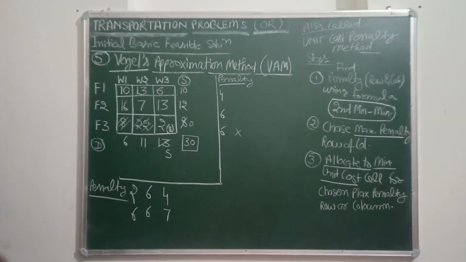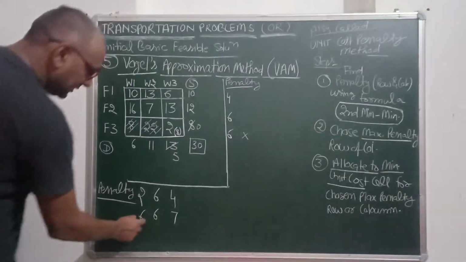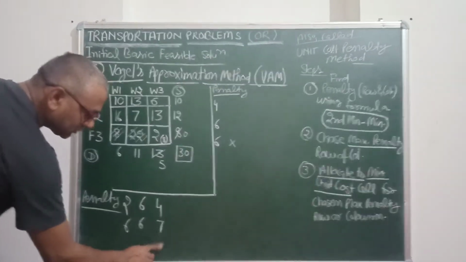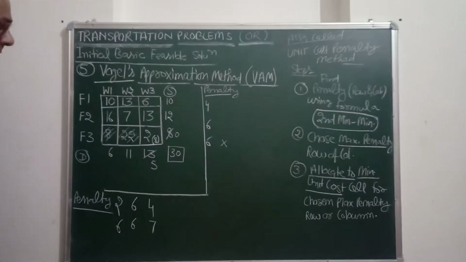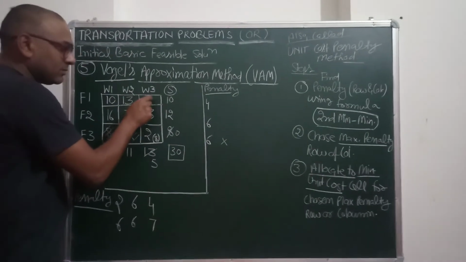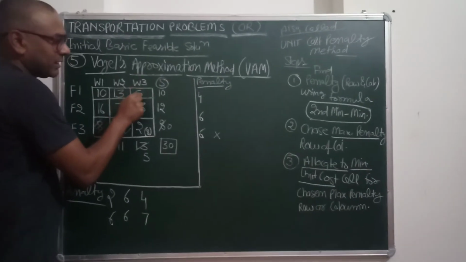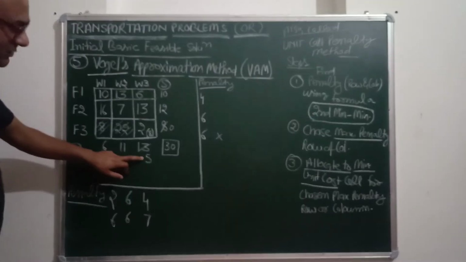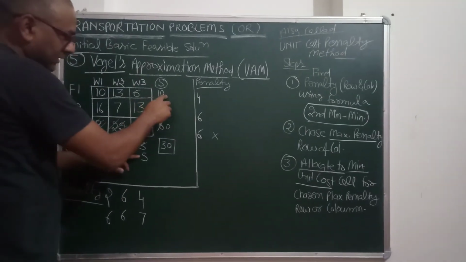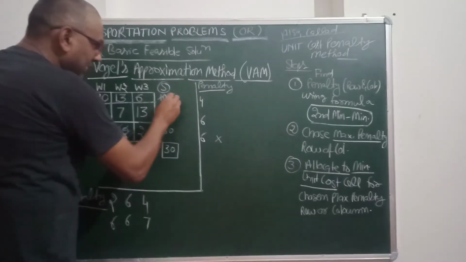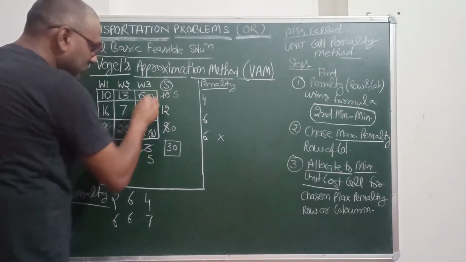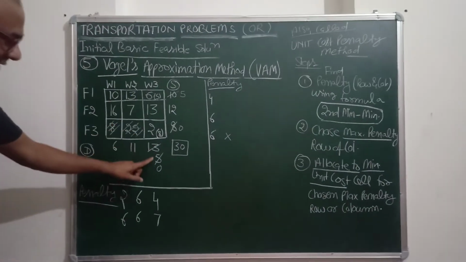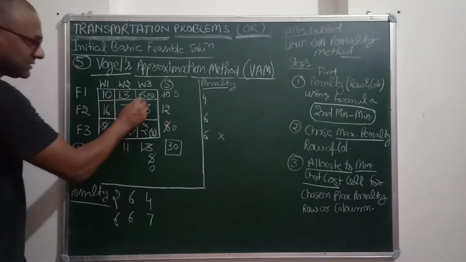Now moving again to the same step, choose maximum penalty. In this case you will see that out of these 1, 2, 3, 4, 5 penalties, 7 is the maximum penalty. So we have to choose this column. Now in this column the minimum unit allocation cost is 6, so we have to make allocation to this cell. Now the available demand is 5 and supply is 10, so 5 can be supplied here. Okay, so demand is fulfilled. So now no further allocation can be made to this cell.